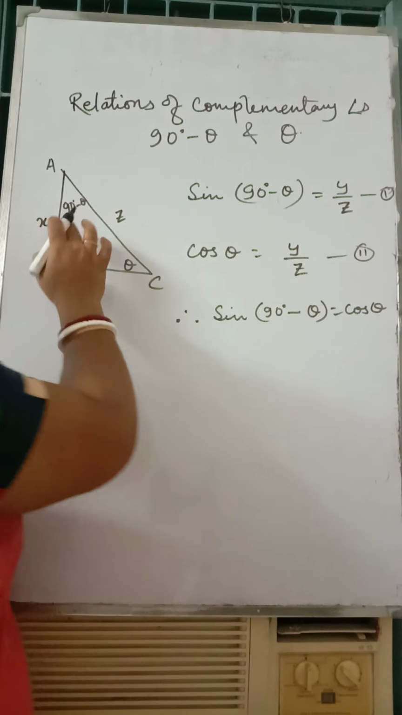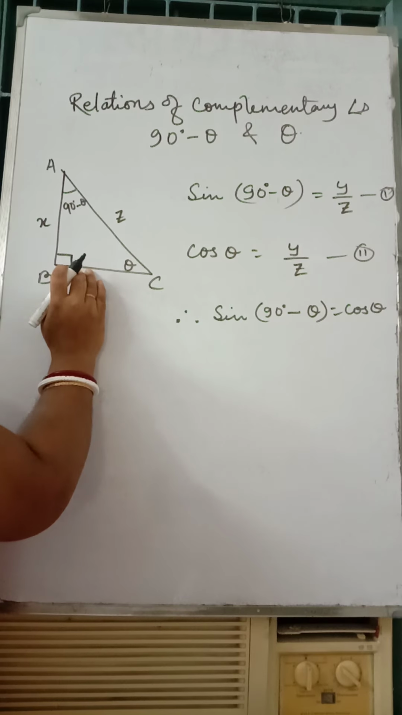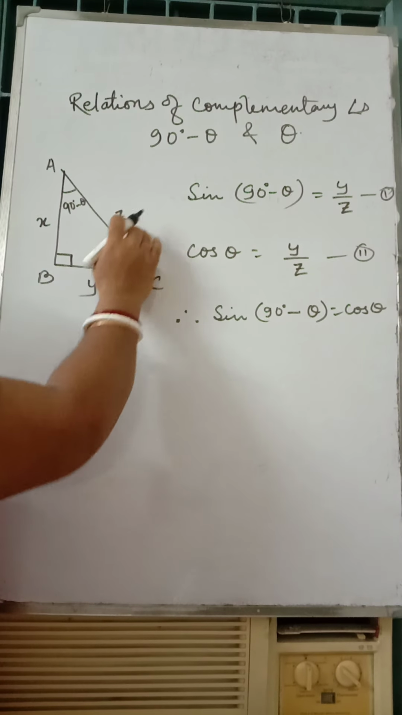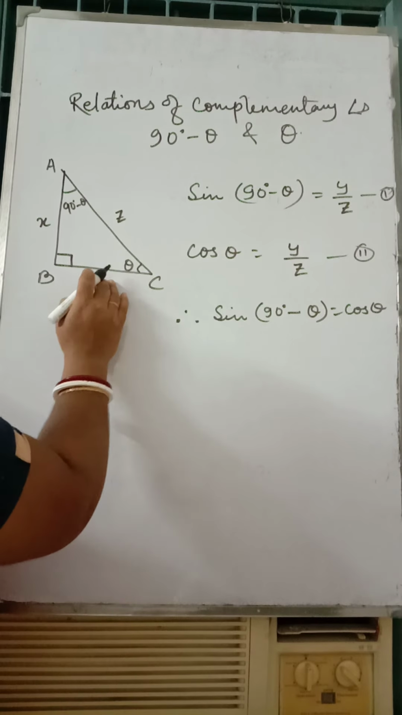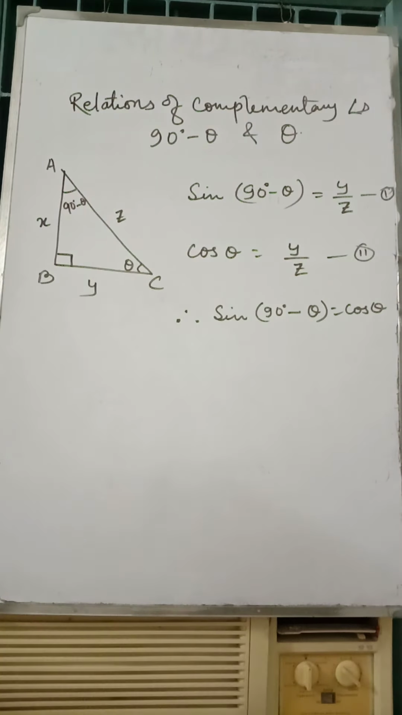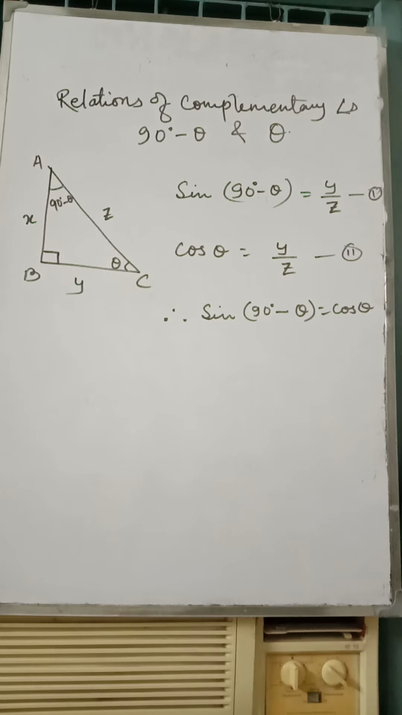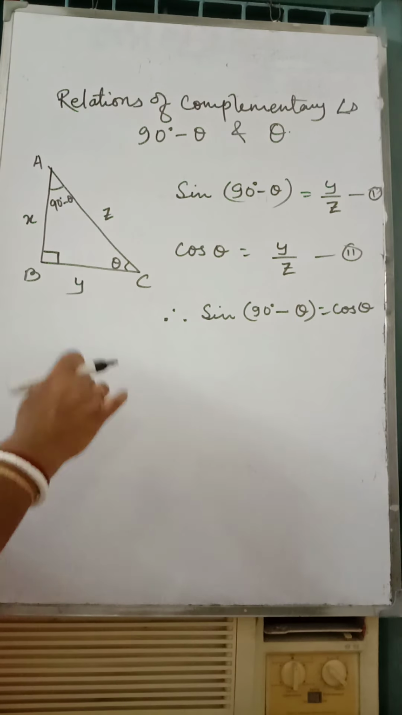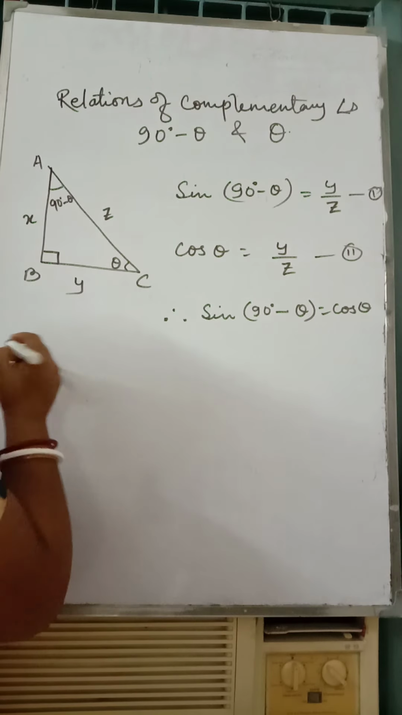Again I am saying, if this angle is 90 minus theta, so sine 90 minus theta is P by H, Y by Z. Now cos theta is equal to B by H, Y by Z. So we can see sine 90 minus theta and cos theta are the same. So it is proved, sine 90 minus theta is equal to cos theta. This is known as a complementary relation. Therefore we have so many like this.